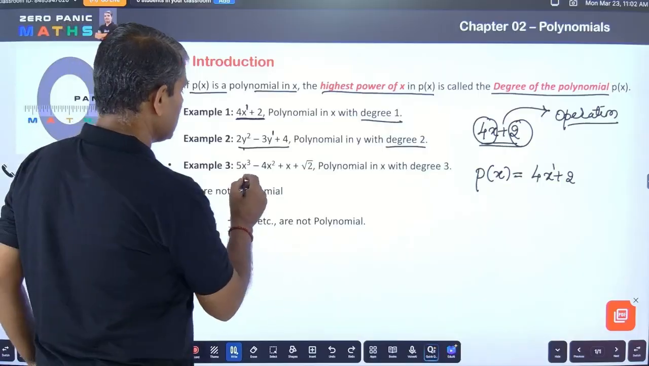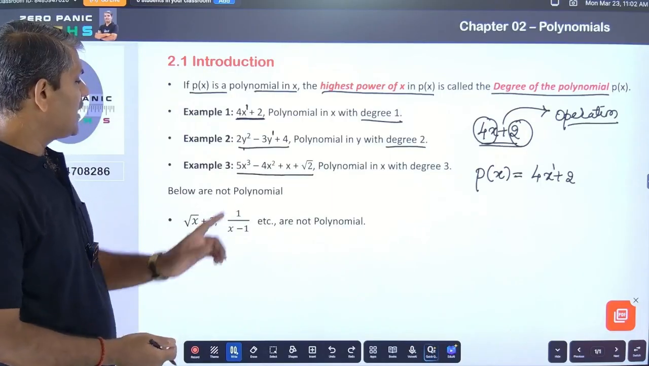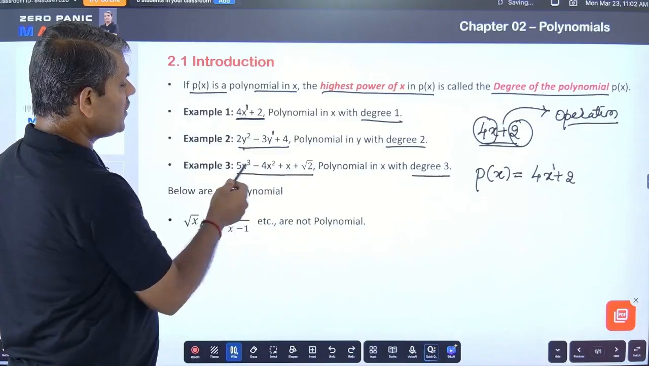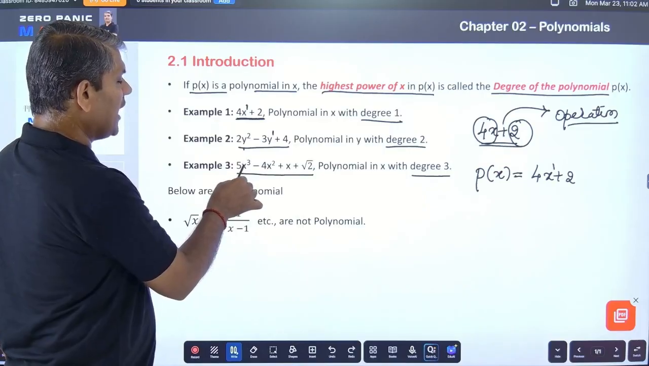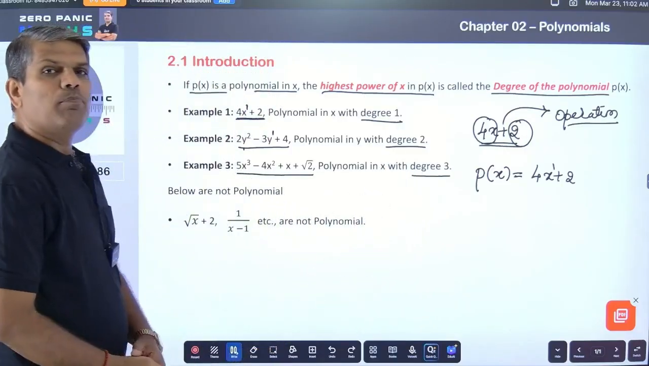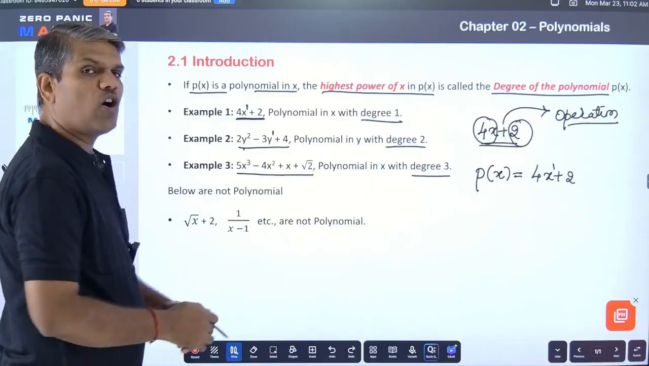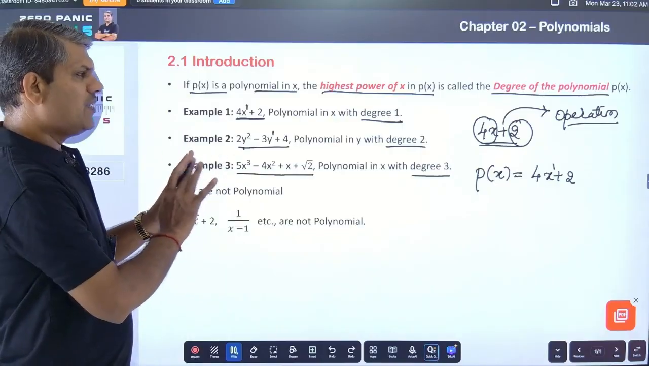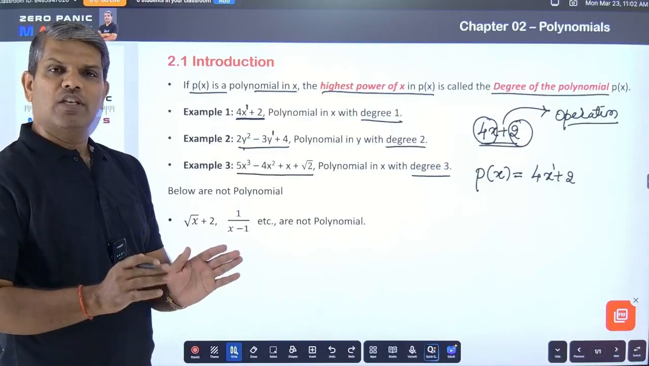Similarly, this is again a polynomial in x, and the degree of this is 3, because there are terms with x with power 1, x with power 2, and x with the highest power 3. So it is a polynomial in x with degree 3. Don't look at the square roots and all, those are all constant terms. Now that is a simple definition of what a polynomial is and what the degree of a polynomial is, hope you understood this concept.